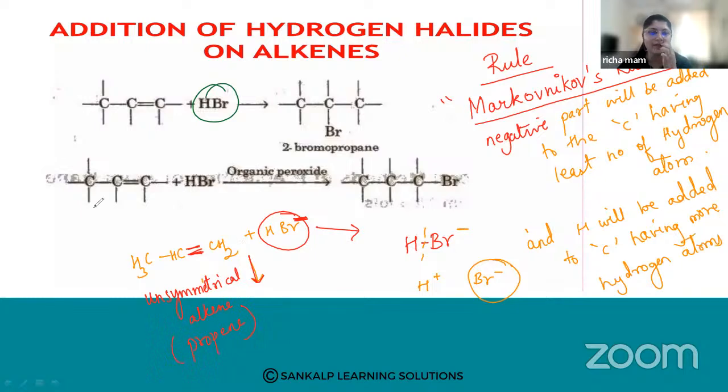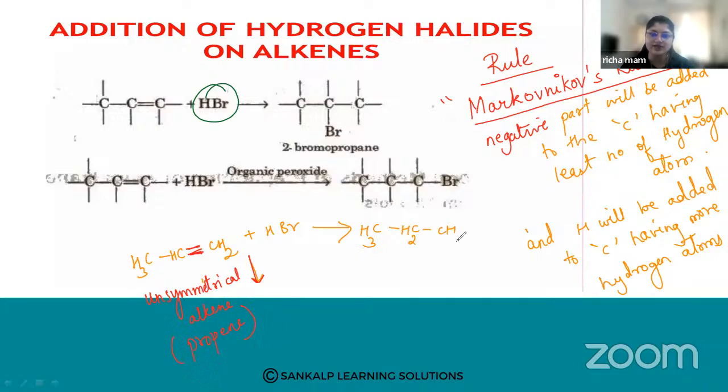Now apply this and give me the product. There are two possibilities. If I attack the negative part here, it can form CH3, CH2, CH2, Br. Another possibility is CH3, CHBr, CH3. Which one follows the Markovnikov rule, which is the major product, and which is the minor product?